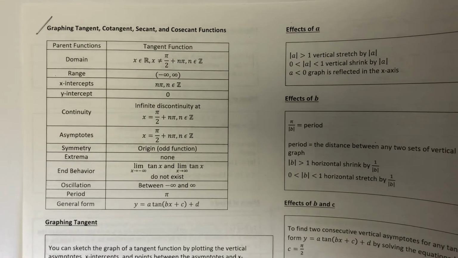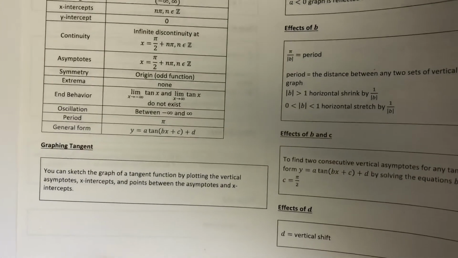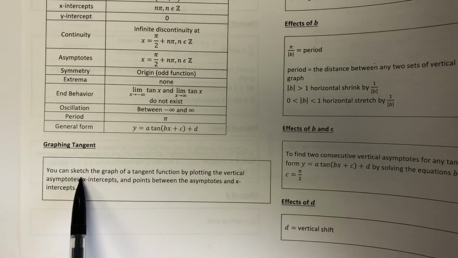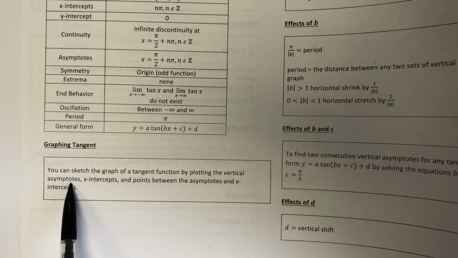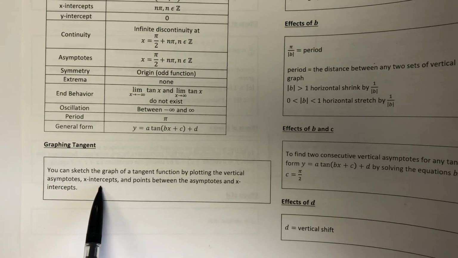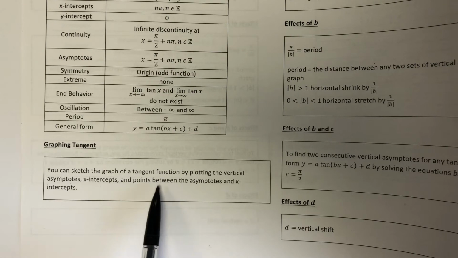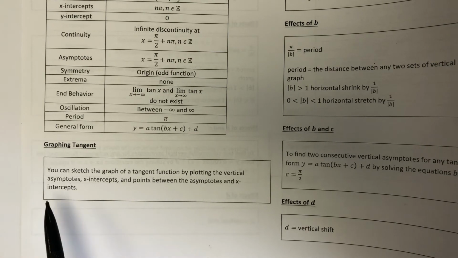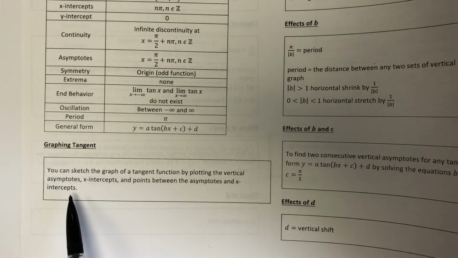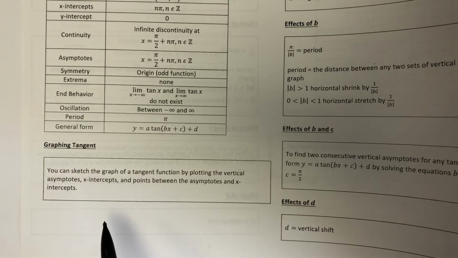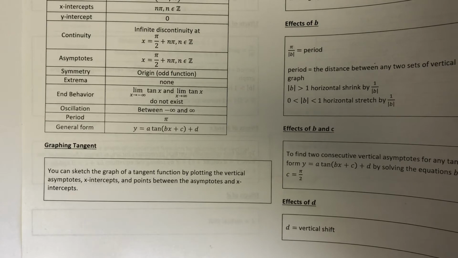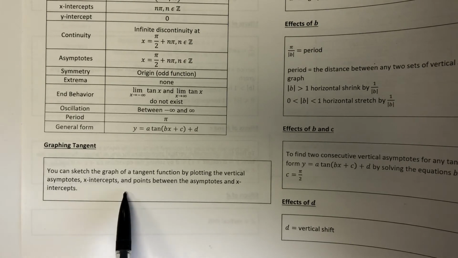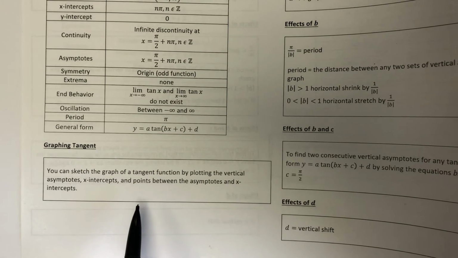So here's what you do to graph tangent. You are going to go through and find all of your asymptotes, x-intercepts, and then the points between the asymptotes and x-intercepts. These do not have an inflection point like a cubic. These actually do go kind of at a 45-degree angle for the parent function. They can twist a little bit depending upon if there's a vertical stretch or a vertical shrink, but otherwise these do not flatten out like y equals x cubed.